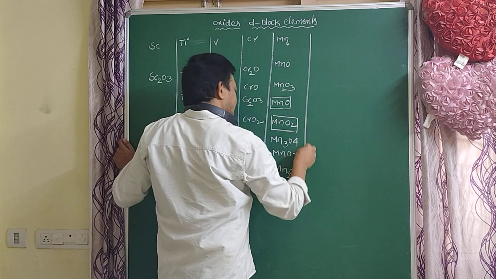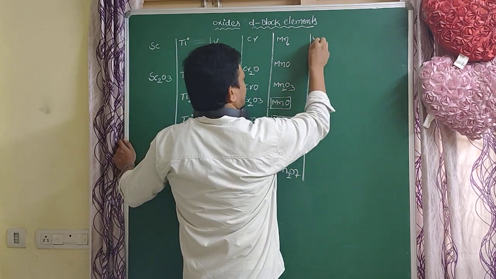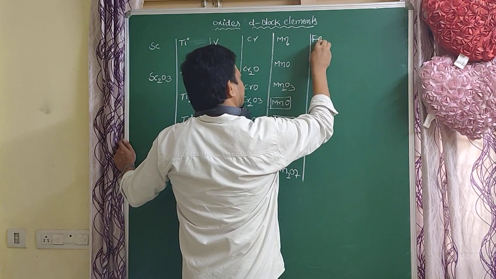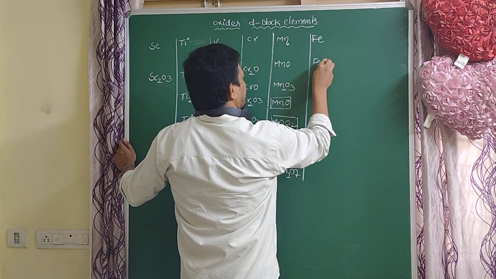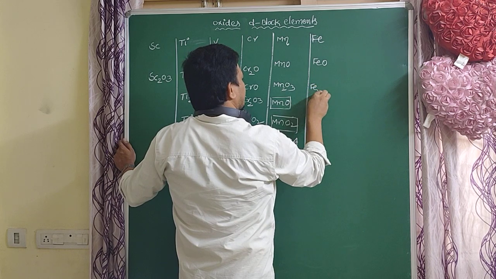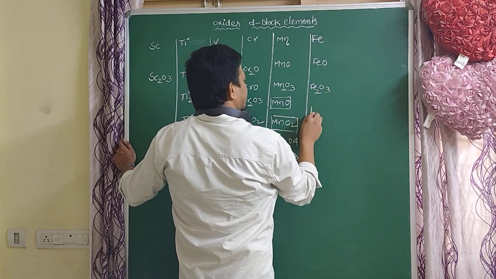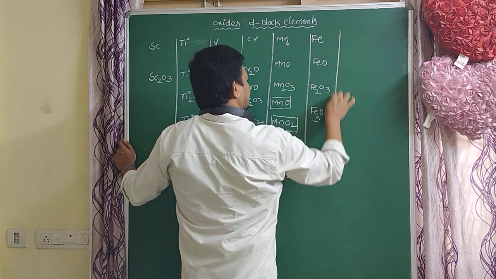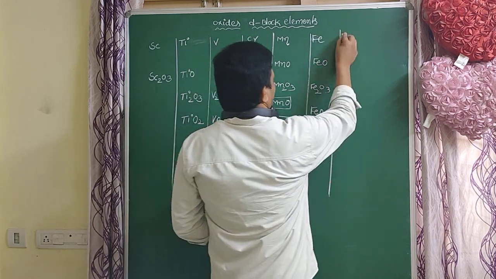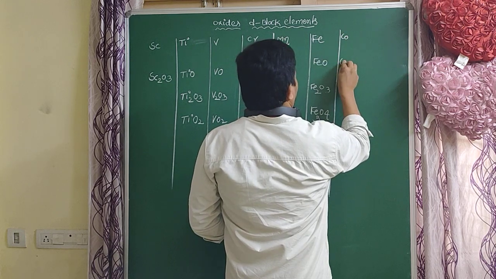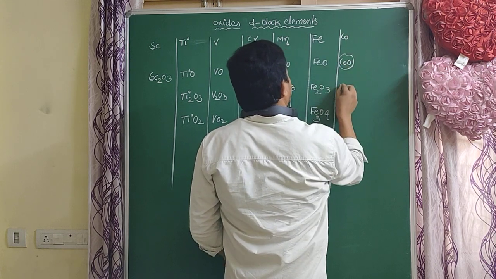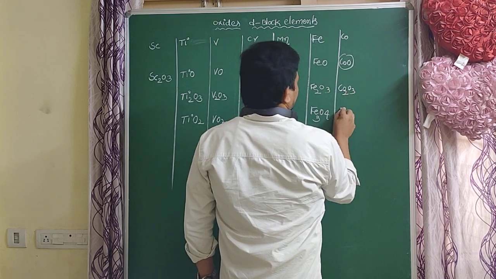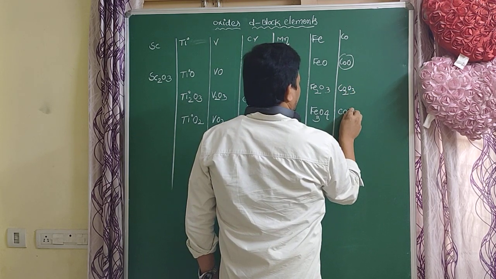Next, iron. Iron can form FeO, Fe2O3, and Fe3O4. Next, cobalt. Cobalt oxide is the most stable oxide. It forms cobalt trioxide and CoO2.